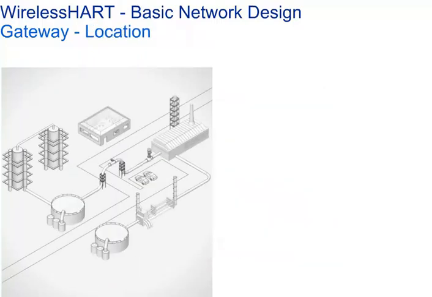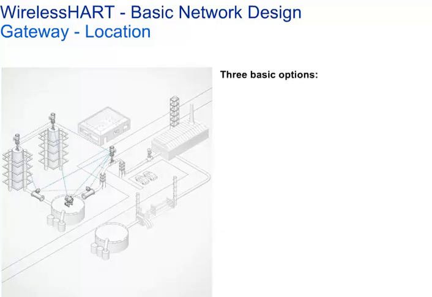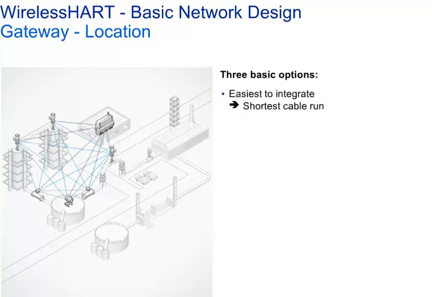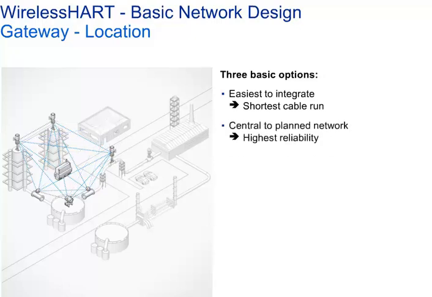Usually the WirelessHART gateway is placed first, as this is the core element of a WirelessHART network. There are three basic options for placing a WirelessHART gateway. Where it is easiest to integrate with the system or plant network. Usually this is the control building or another structure. This results in the shortest possible cable run for the wired interfaces of the WirelessHART gateway. Central to the planned network.